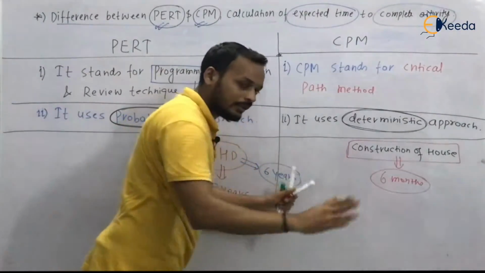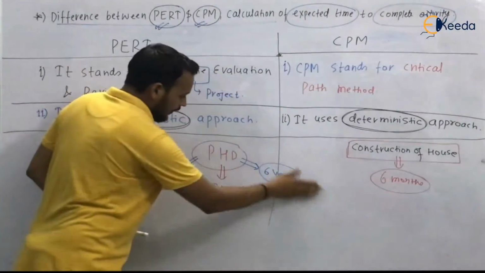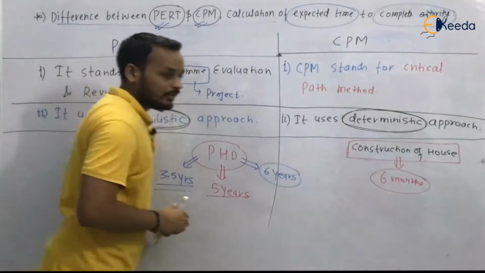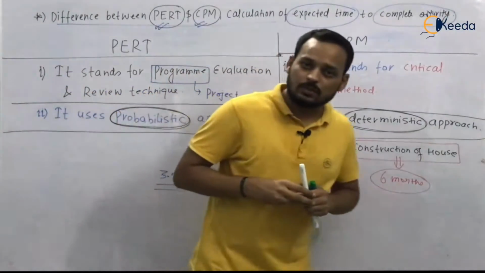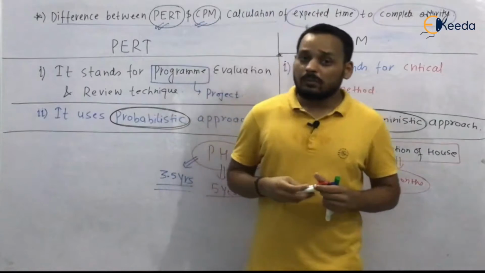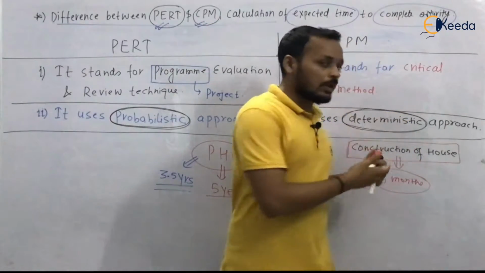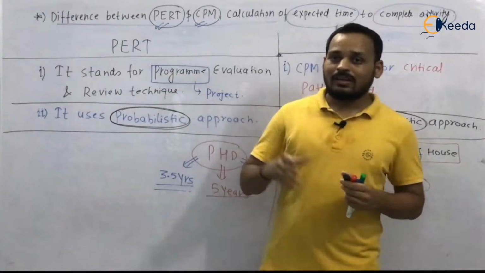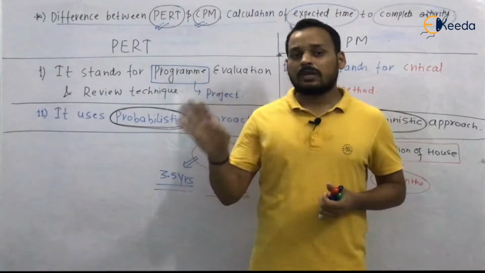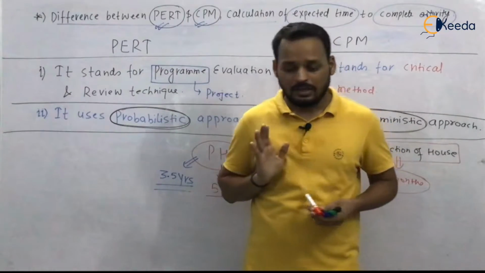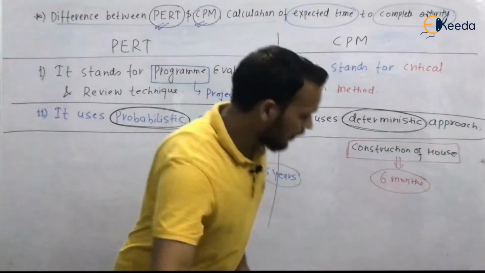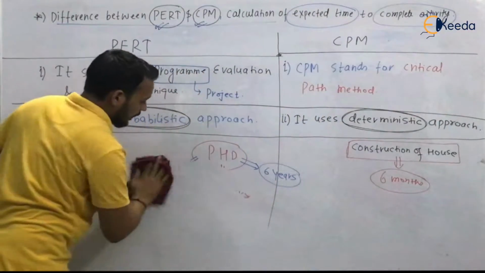It can be totally determined, but in part it is based on a probabilistic approach, or it is based on probability. You are not very sure about the time completion of the activity, but in case of CPM, you can tell that this will be the prescribed time in which I am going to complete my activity.